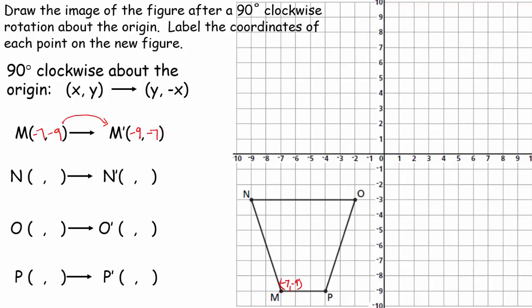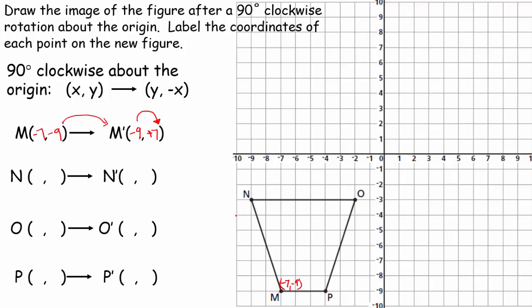Now remember, there is a second part to my rule, and the second part to my rule is that I then have to change the sign, if I'm moving to the right or clockwise, on that -7. So that -7 becomes a +7. So let's go ahead and look at M prime and where it should be located on my coordinate plane.